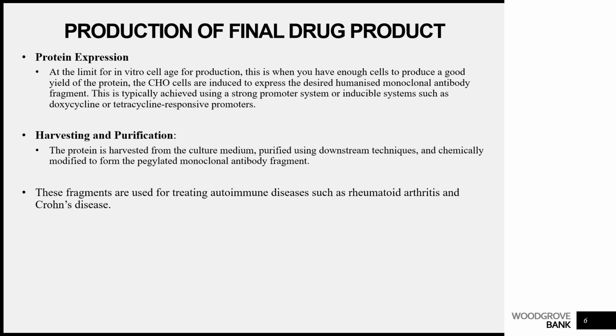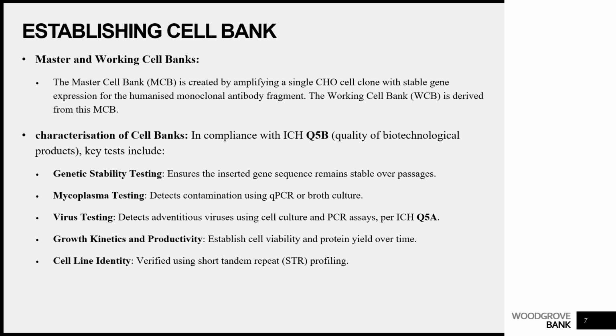Once you've produced enough protein, you then harvest and purify the protein using various methods that I will touch on briefly. This is the theoretical; I've left out a lot of details, but I'll give an overview of the ways that you can harvest and purify your protein. And then this particular protein was chemically modified to form the pegylated, humanized monoclonal antibody fragment. And these fragments were used to treat autoimmune diseases such as rheumatoid arthritis and Crohn's disease in the clinical trials. So that's the theoretical process that I was looking at.